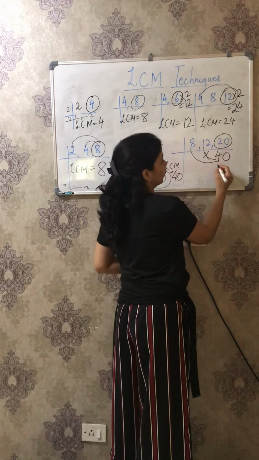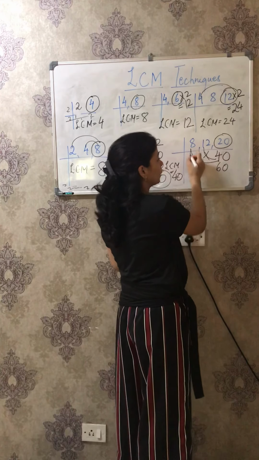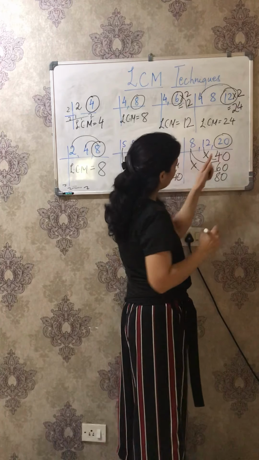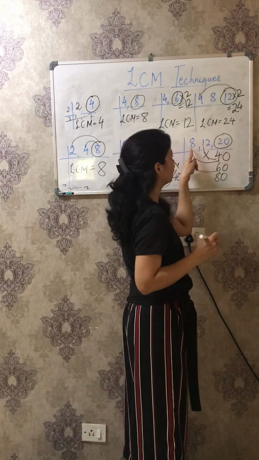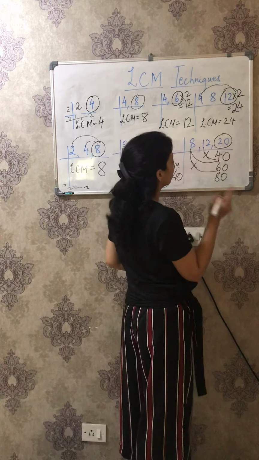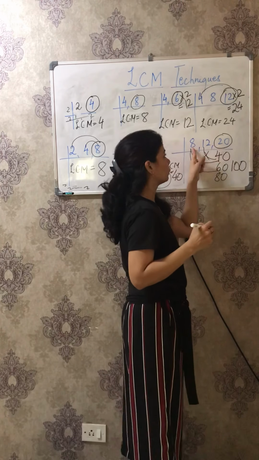Go to the next. 20 threes are 60. Now this is divisible by 12 but not by 8. So 20 fours are 80. Again, it is not divisible by both the numbers. 8 tens are 80 but it will not come in the 12 table. So go to the next. 20 fives are 100. 100 will again not be divisible by both.